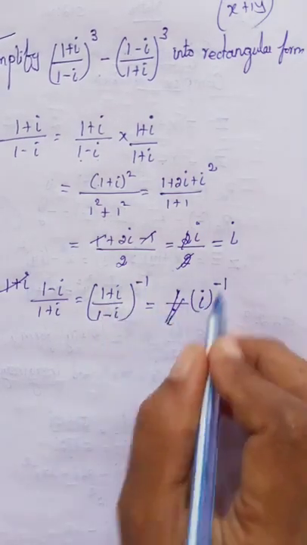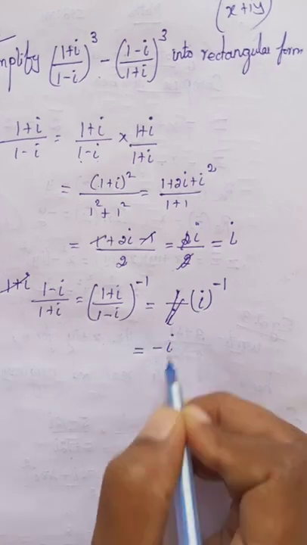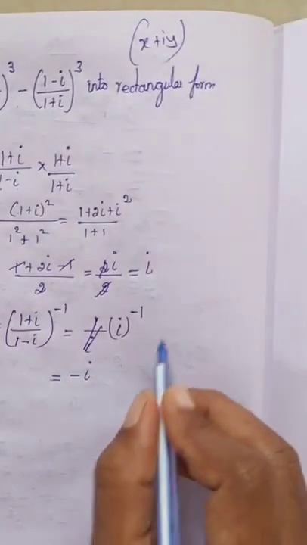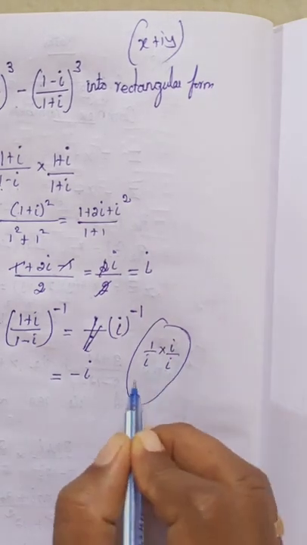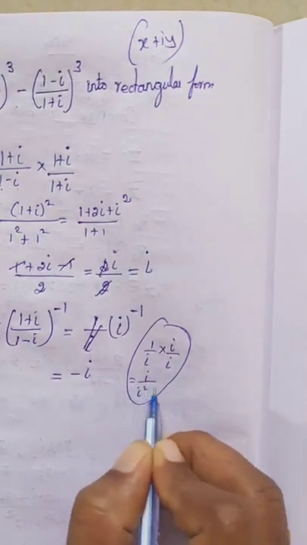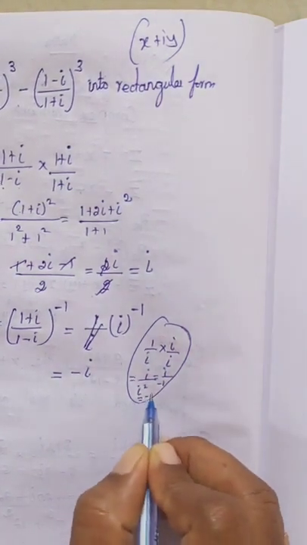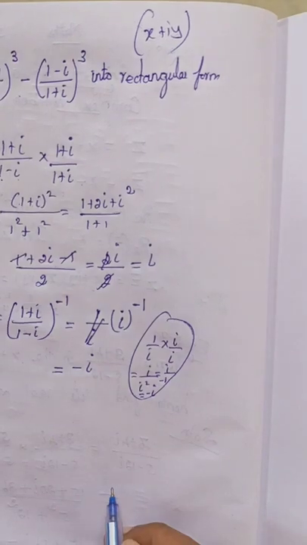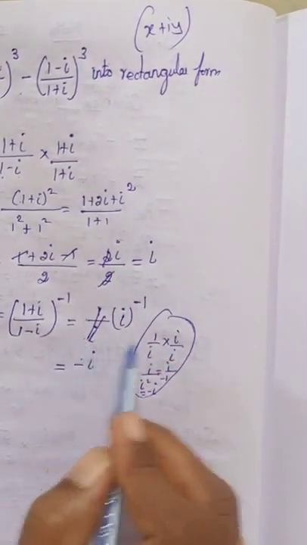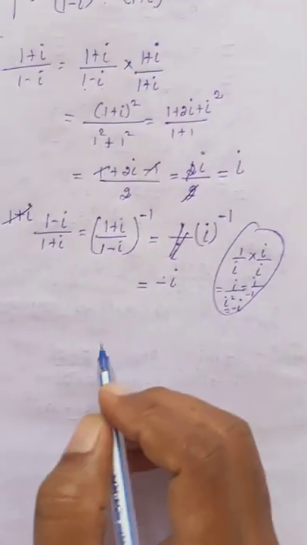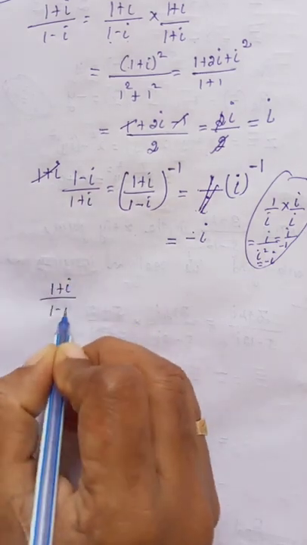Isn't it? i power minus 1. We know that the value of i power minus 1 is minus i. Or as I said, 1 by i into i by i, that is i by i square. We know the value of i square is minus 1. So we will be getting that as minus i. If you couldn't remember the direct answer at that time, you simplify it and write it. Minus i.